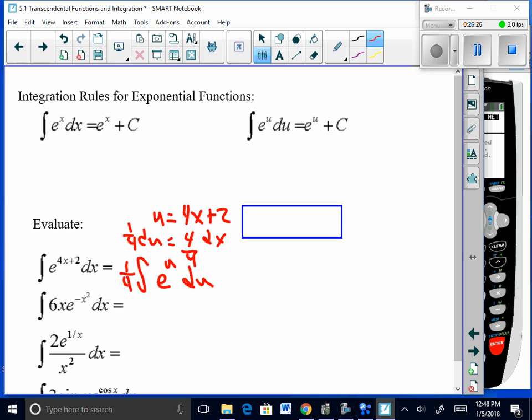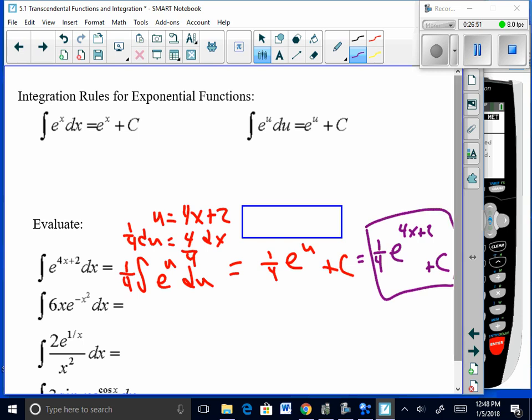But I was missing that constant of a 4, because I had to have the derivative of the u in my problem. Okay, so then that antiderivative will be 1/4 e to the u plus c, and then I just substitute back in what my u was. So I get 1/4 e to the u, which was the 4x plus 2, plus a constant.